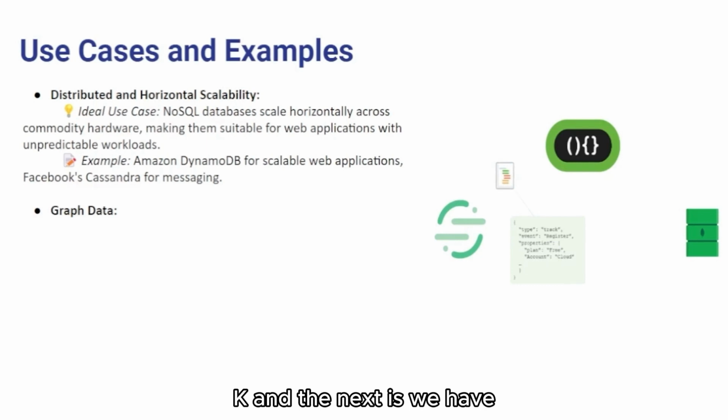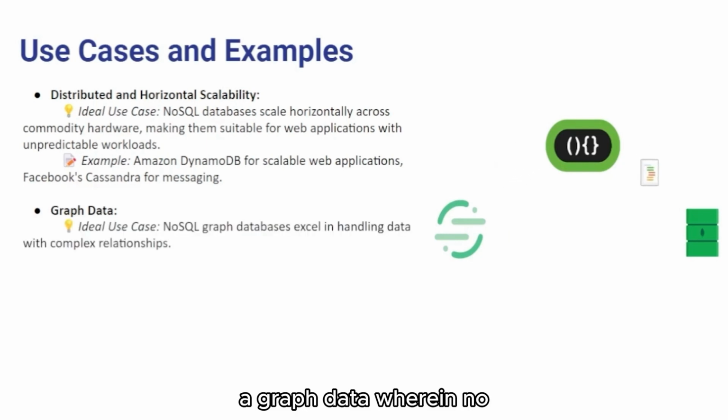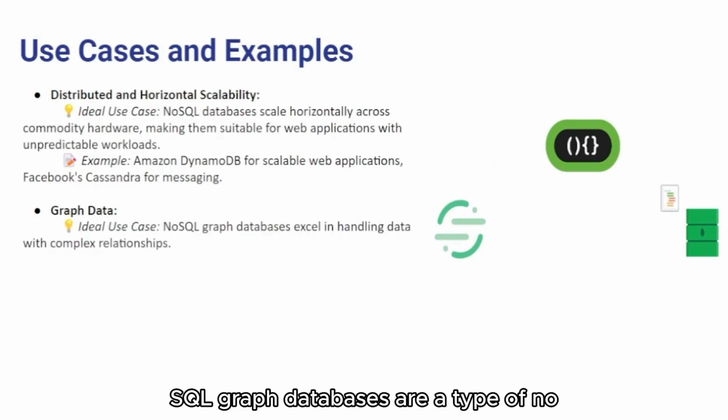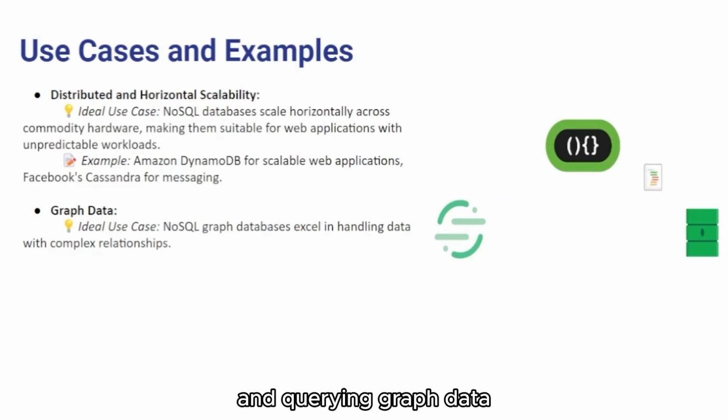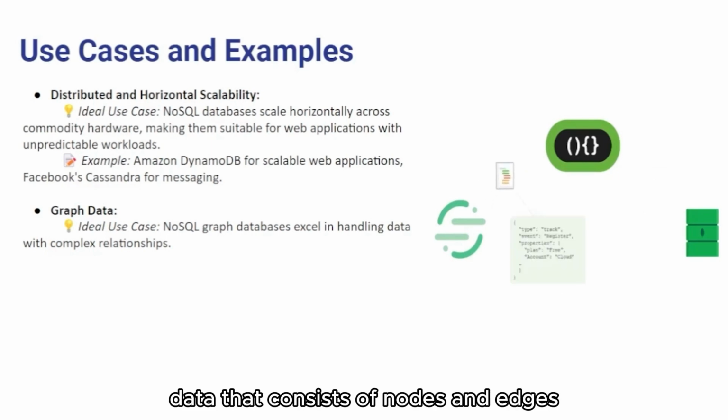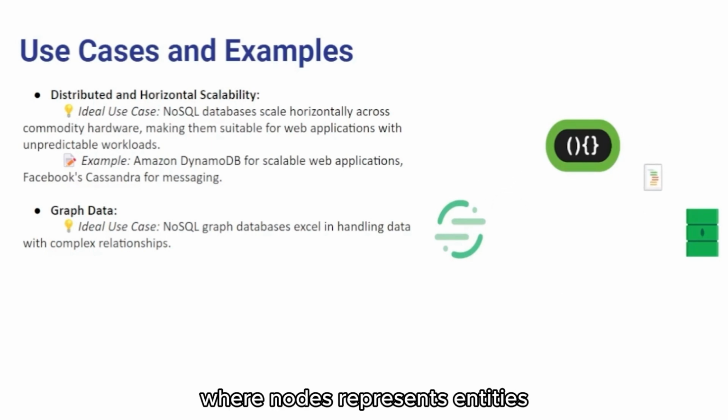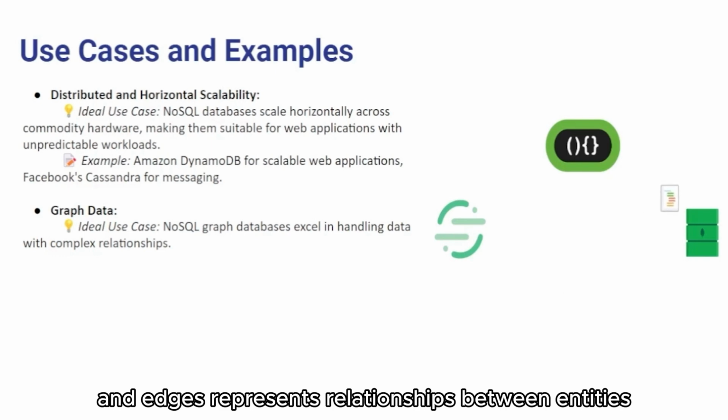Okay, and then next we have graph data, wherein NoSQL graph databases are a type of NoSQL database that is specifically designed for storing and querying graph data. Graph data is data that consists of nodes and edges, where nodes represent entities and edges represent relationships between entities.